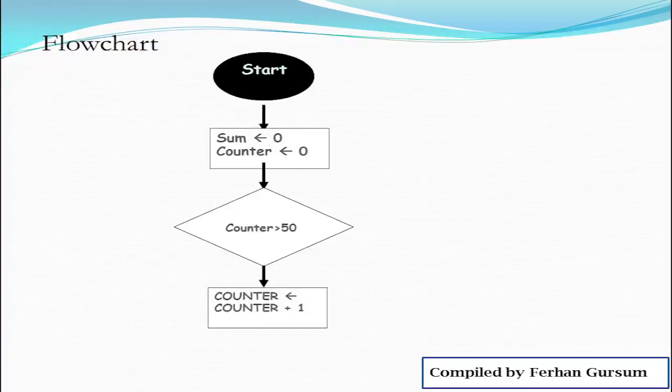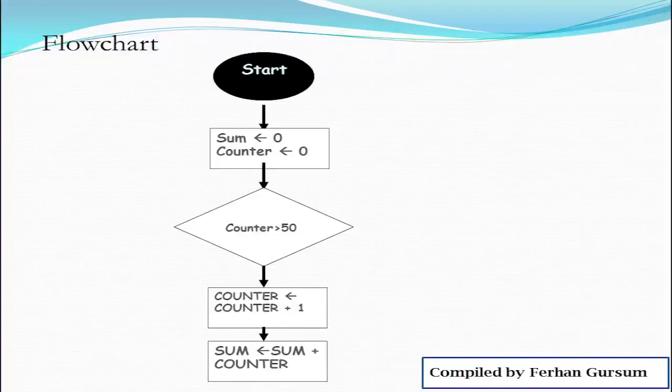Counter plus 1 is assigned to counter, which means 0 plus 1. Now the value of counter is how much? It is 1. Okay, again we need a process rectangle. Sum is equal to what? Sum plus counter. Okay, the value of sum is 0. 0 plus 1 is equal to 1. Now we have sum 1, counter also 1.